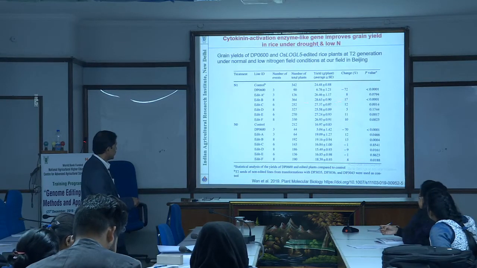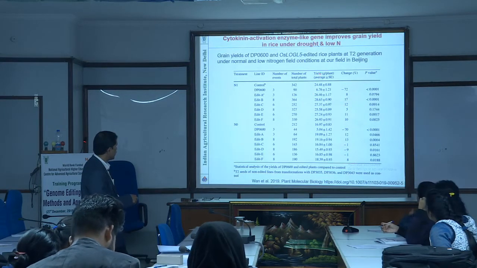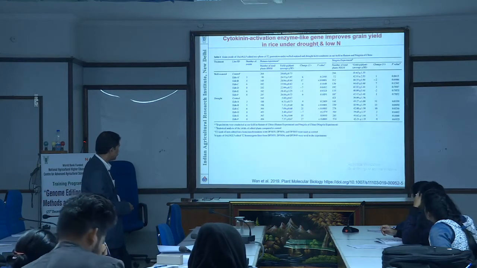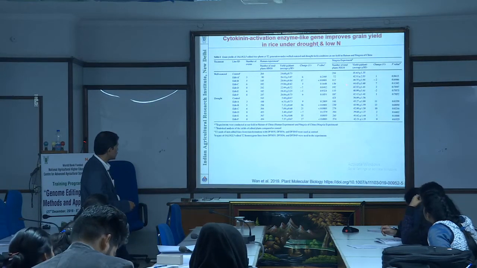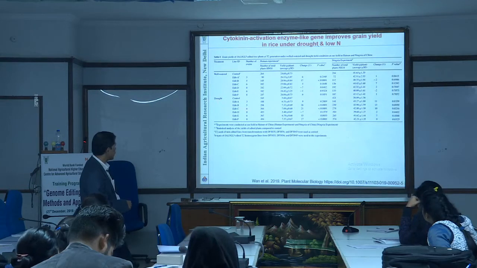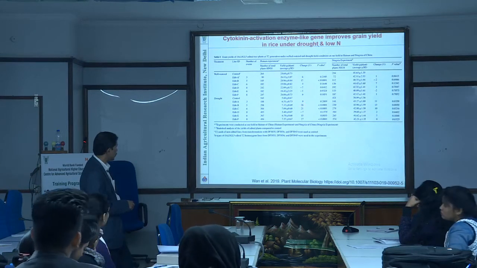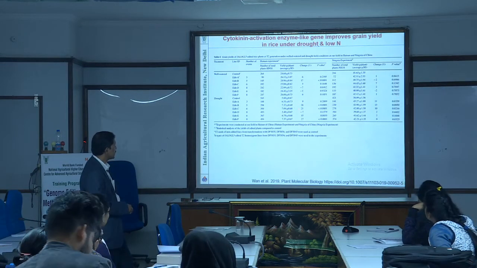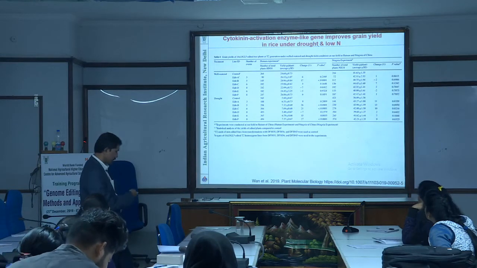Some of the edits here, edit B, edit C, had better grain yield under the normal nitrogen condition, and under the stress condition also they produced better yield. Similarly, under drought stress condition, these are experiments conducted in the field in 2 different places in China. Here also they found that some edits performed better under stress condition. In one experiment they got about 26% to 27% yield advantage in some of the edits, whereas other edits are not providing that much tolerance.